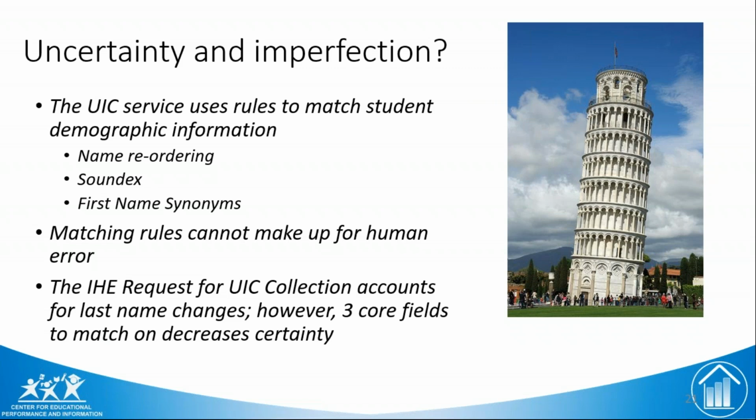Every single year we do clear that collection though. So after the STARR has been submitted, we do clear the data staging area for the request for UIC collection just so that you can have kind of a clean slate for submitting new student demographics for the next reporting cycle. And there's only 4 fields that are required for the collection. So first name, last name, date of birth, and gender.